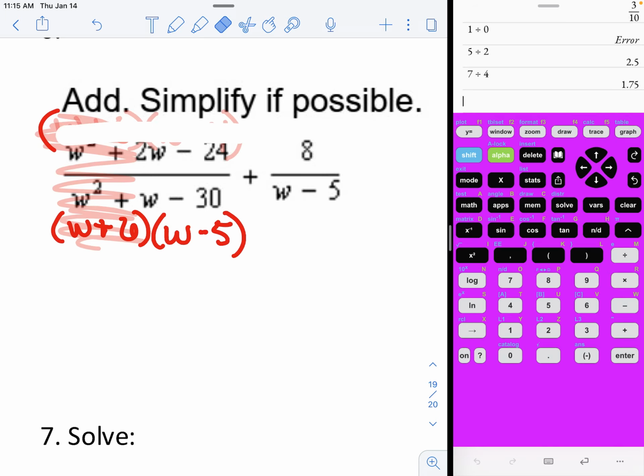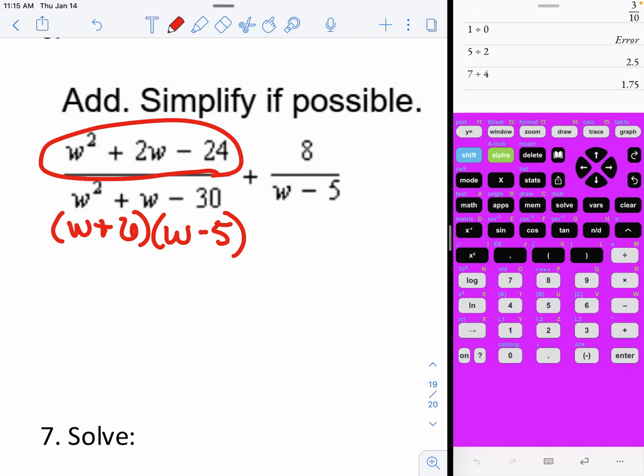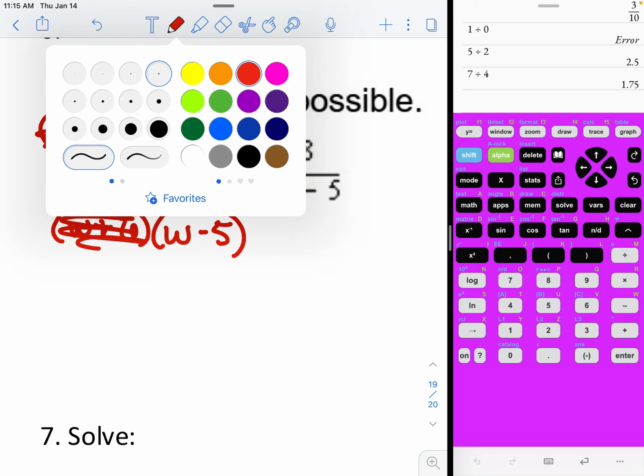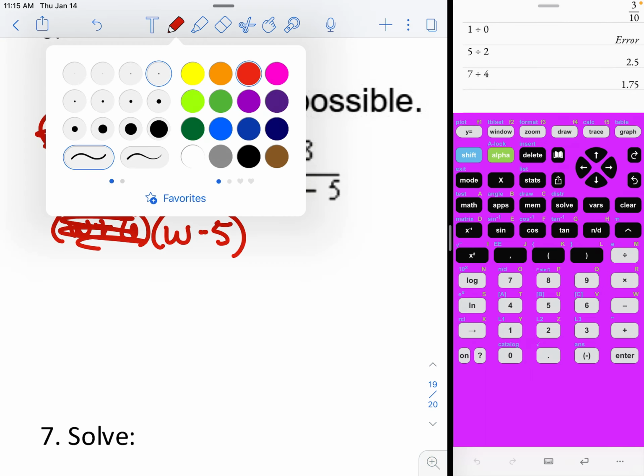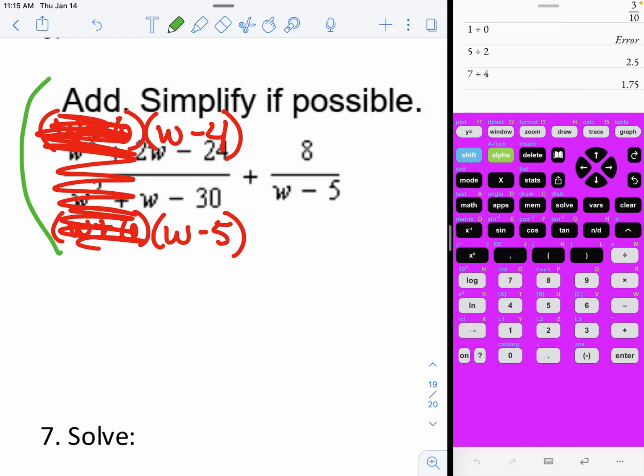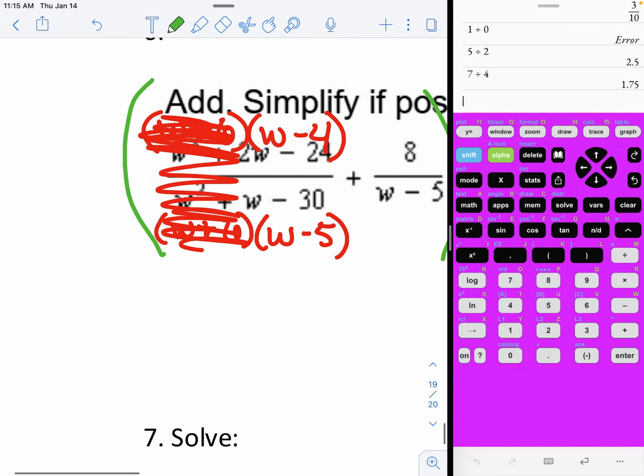If nothing does cancel, please leave the top like this. Okay. Now it's time for us, and that part didn't factor, it's time for us to get a common denominator, which is conveniently the only denominator of W minus 5.